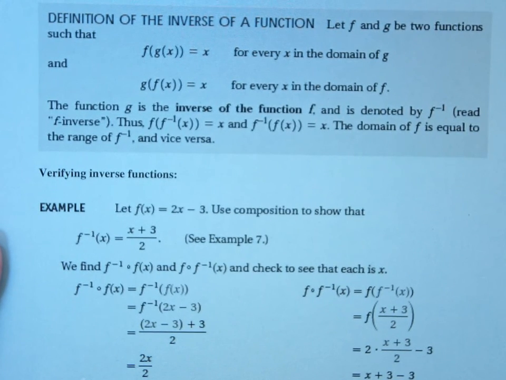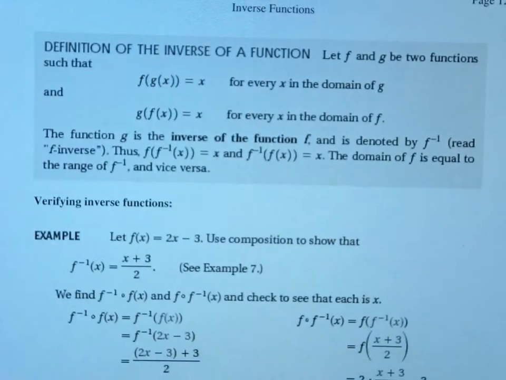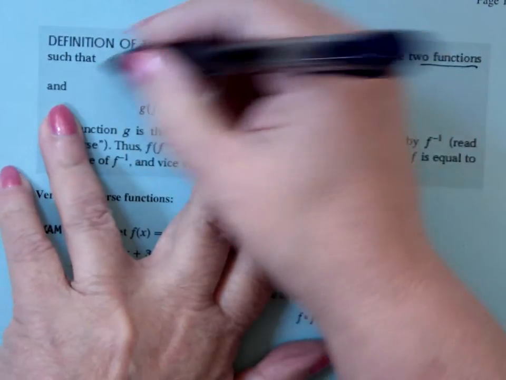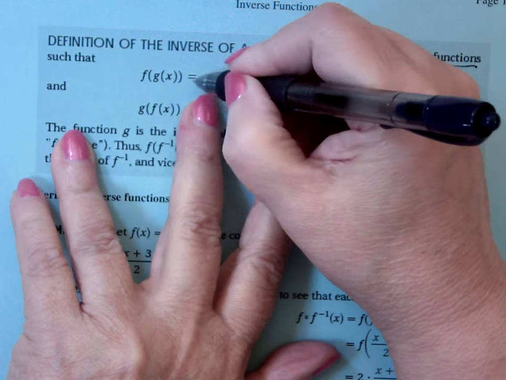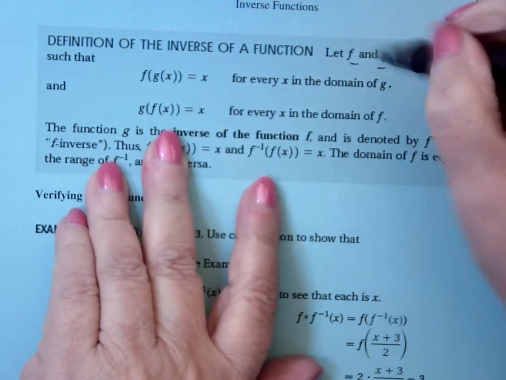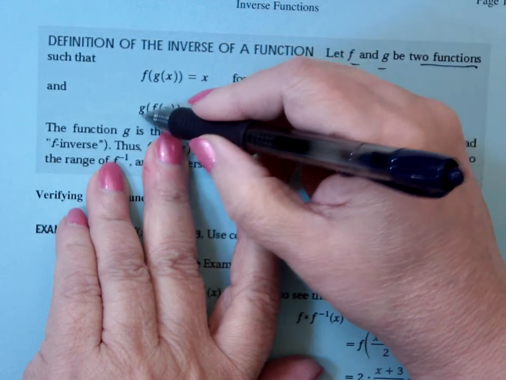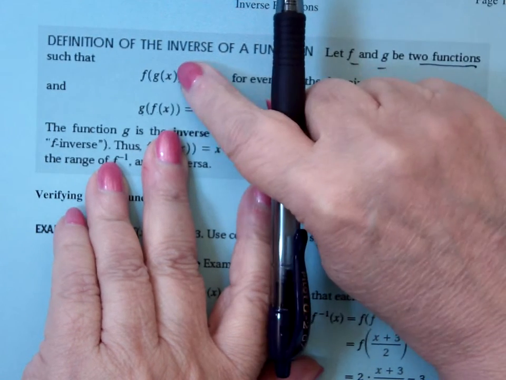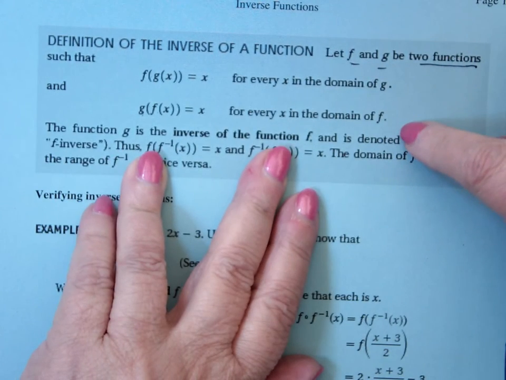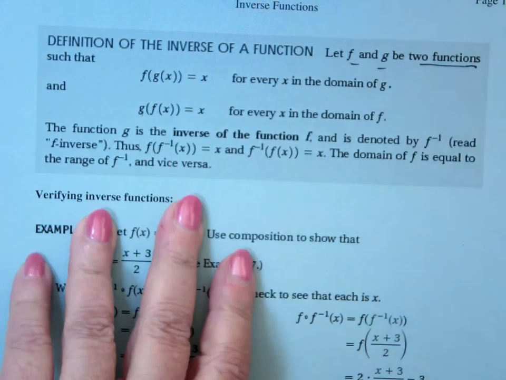Definition of the inverse function. Let f and g be two functions such that f composed with g of x is x for every x in the domain of g, and g of f of x, this is f∘g and this is g∘f, is equal to x for every x in the domain of f. Now what does that mean?